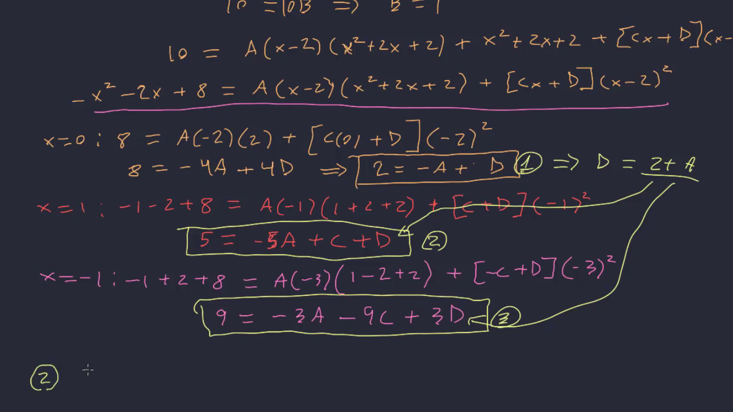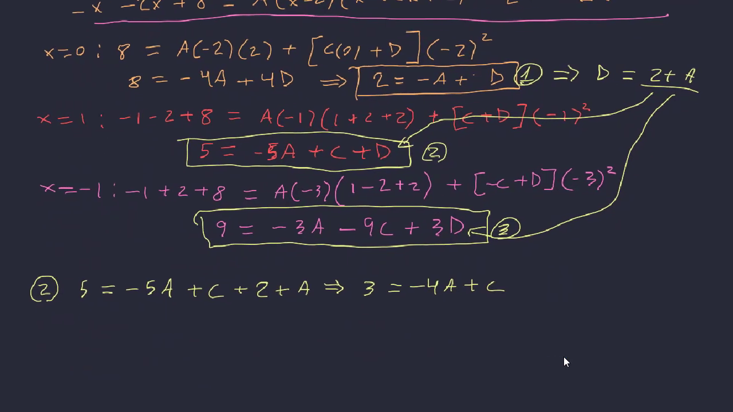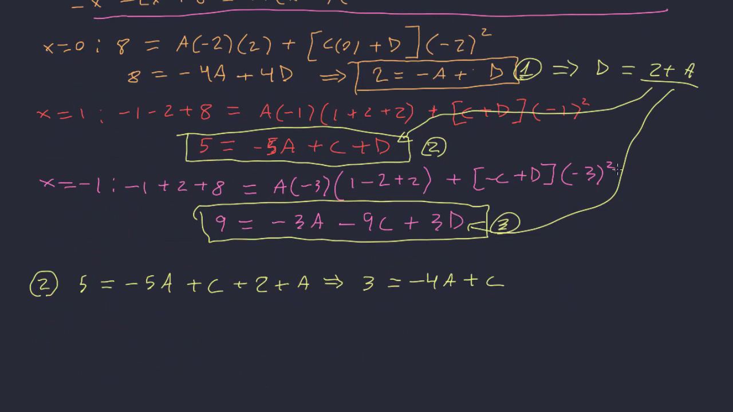Okay, so then equation 2 becomes 5 is equal to negative 5a plus c plus 2 plus a. Okay, so if we move that 2 over, this gives us that 3 is equal to negative 4a plus c. Okay, now a couple ways we can go from here, but if we plug the 2 plus a into this d, equation 3 becomes 9 is equal to negative 3a minus 9c plus 3 times 2 plus a.